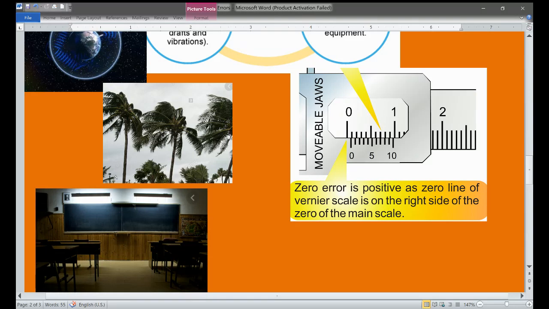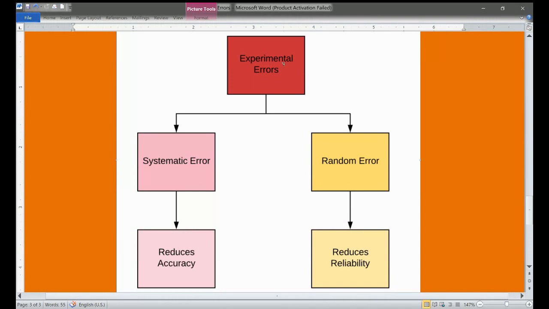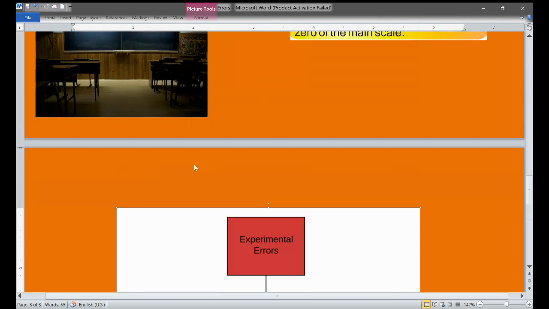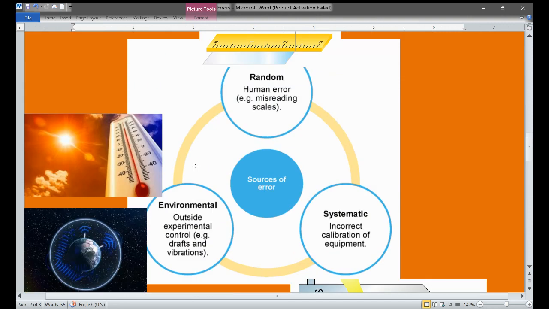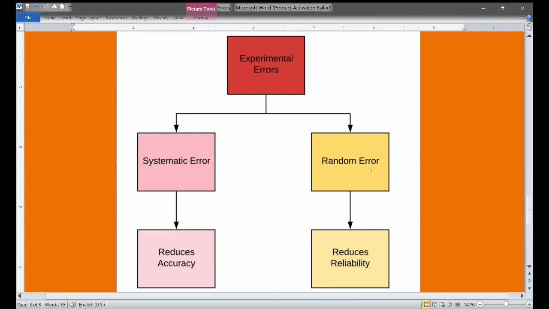So now a very important chart is in front of you showing how the errors are going to affect. Experimental errors are divided into two, systematic errors and random errors. Here we have taken two experimental errors. First is systematic error and the second is random error. So you can see why we have taken two errors. One is systematic, the other is random, because environmental error is outside experimental control. So we have experimental errors divided into two: first is systematic error and second is random error.